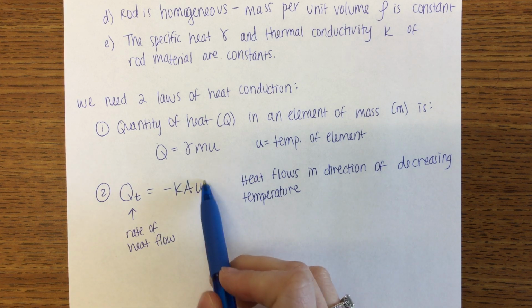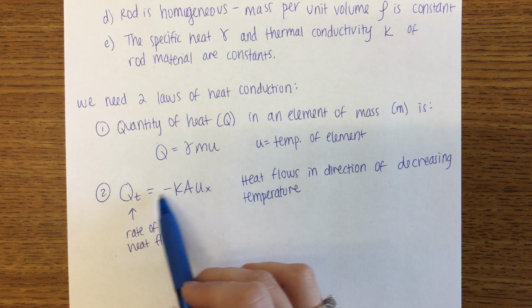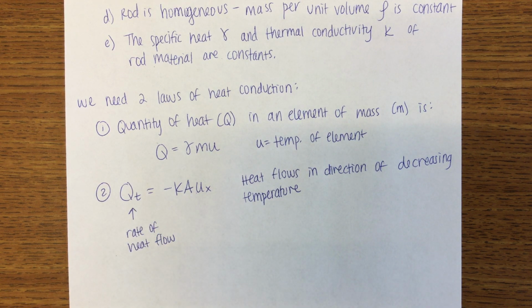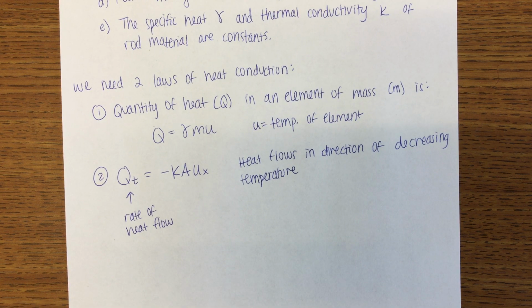And this should make sense. If this value right here is negative, that means temperature is decreasing. If I multiply it by another negative, it means I'm positive. So that means my heat is flowing in that direction. Is that a u sub x? Yes.